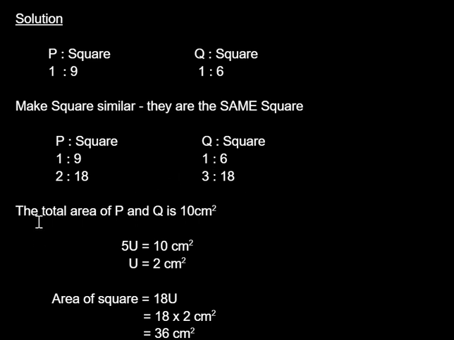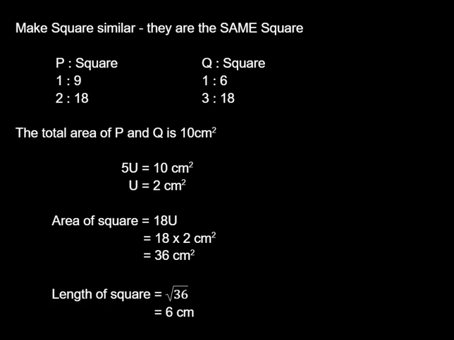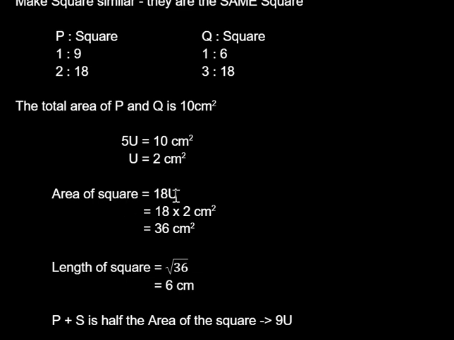So the total area of P and Q from the question is 10 centimeters square. We can say that 5 units, because 2 units here and 3 units here, 5 units is equal to 10 centimeters square, and 1 unit is 2 centimeters square. Since the area of the square is 18 units, the area of the square is 18 times 2 centimeters square, which is 36 centimeters square. Hence, the length of the square is the square root of 36, which is 6. Why? Because 6 times 6 will give me 36.